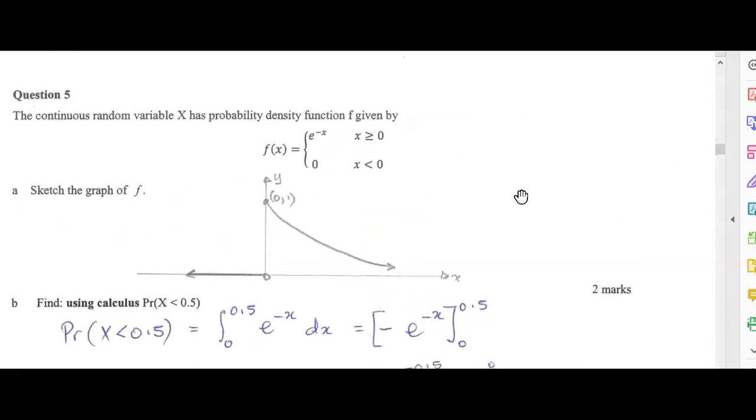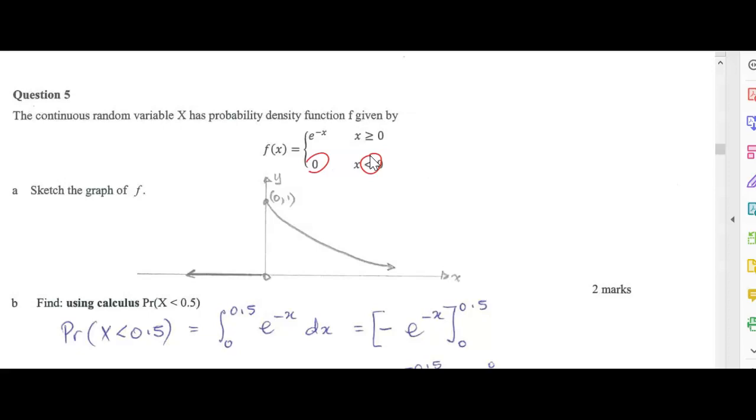All right, question 5. The continuous random variable x has probability density function f given by, okay, so we've got our hybrid function there. Sketch the graph. So just remember when you sketch it, I remember when I did this question, sometimes I didn't do the 0, always include the 0, and also think about your inequality sign.